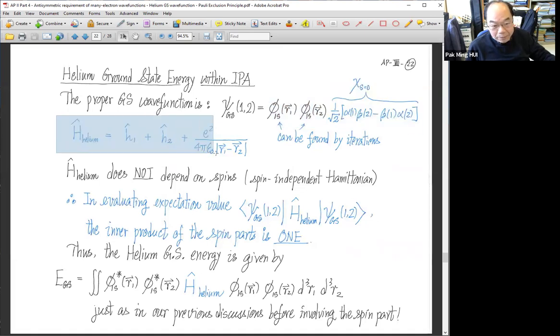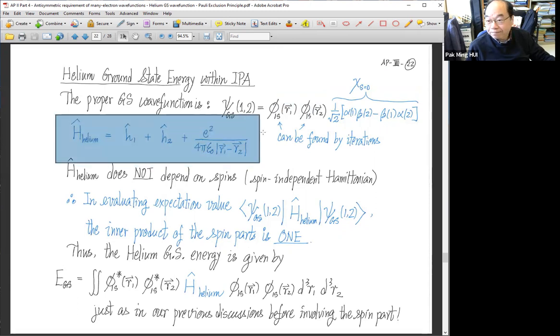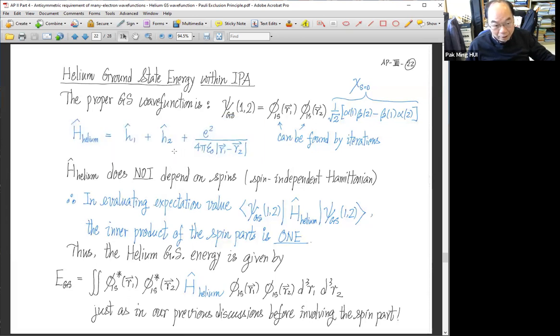And the helium Hamiltonian is this. These are the single particle part. I just don't want it to be too long. There are two terms here, two terms here. This is the fifth term. Notice one thing. The helium Hamiltonian is spin independent. There is no electron spin in all these terms.